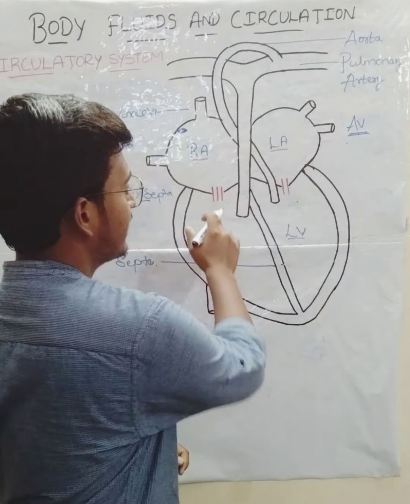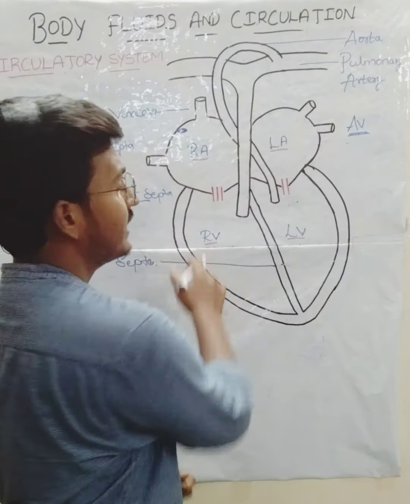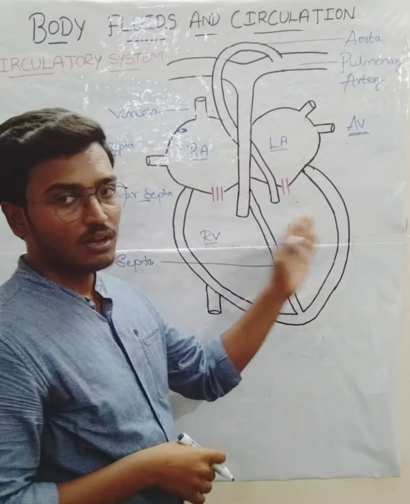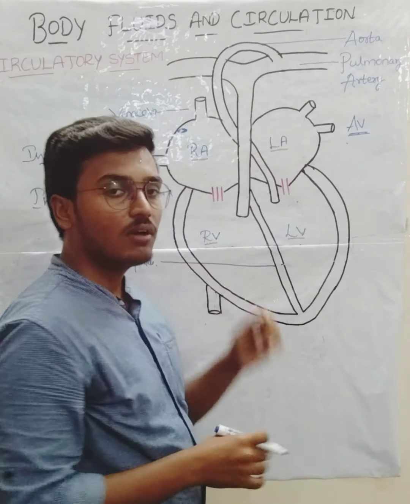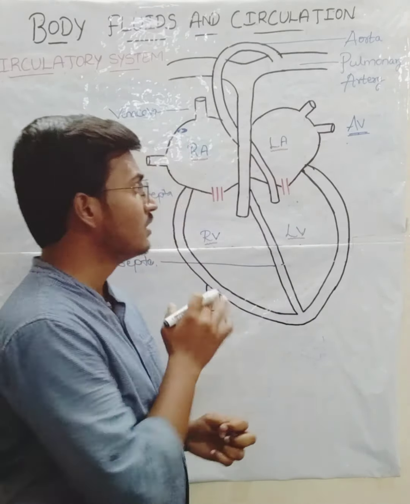There is a tricuspid valve between the right atrium and the right ventricle. We call them tricuspid and bicuspid because they have cusp-like structures. So the bicuspid valve is on the left side and the tricuspid valve is on the right side. This is about the valves.